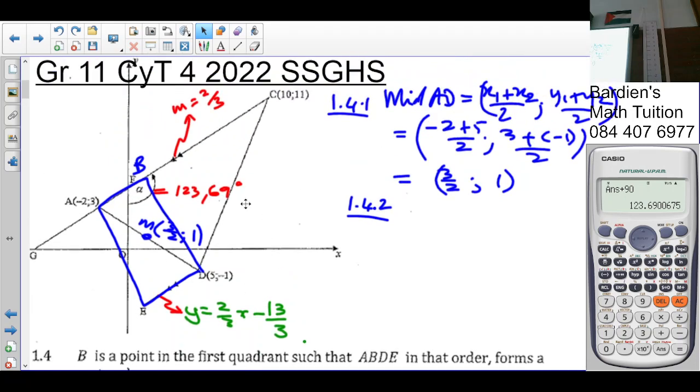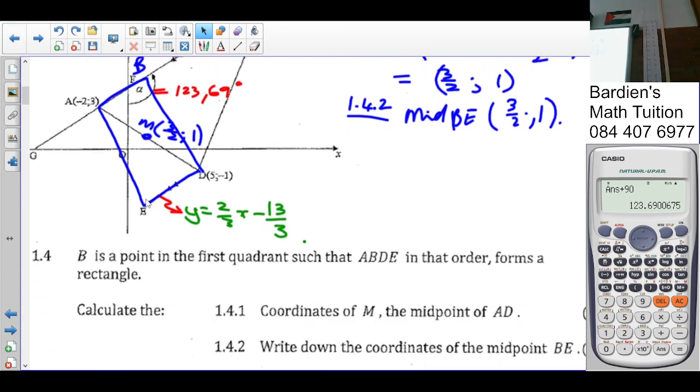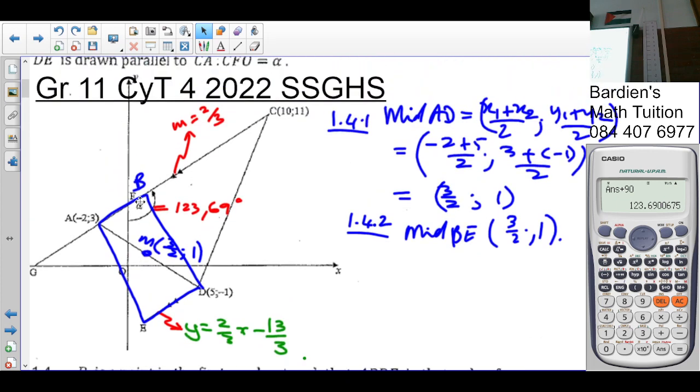So the midpoint of BE is also 3 over 2 and 1. Why? Because the diagonals bisect each other, cut each other in half. Then they want you to calculate the length of DE.